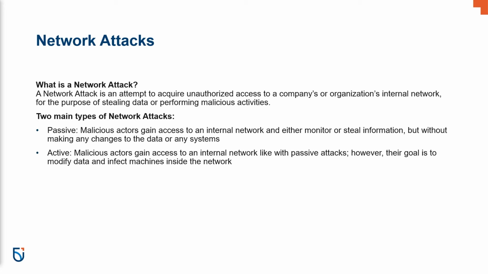So there are two main types of network attacks. The first one is passive. Passive attacks are when malicious actors gain access to an internal network and either monitor or steal information, but without making any changes to the data or any systems. Active attacks are similar in the sense that malicious actors gain access to an internal network, like with passive attacks. However, their goal is to modify data and infect machines inside of the network.